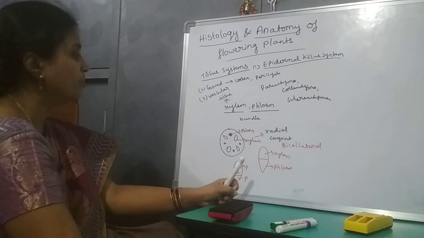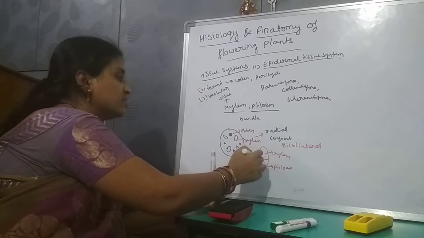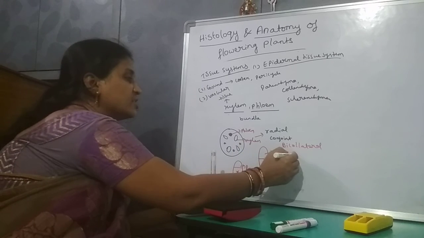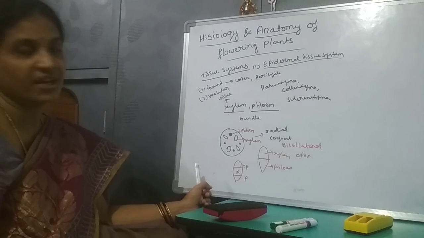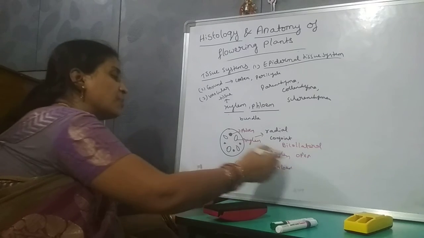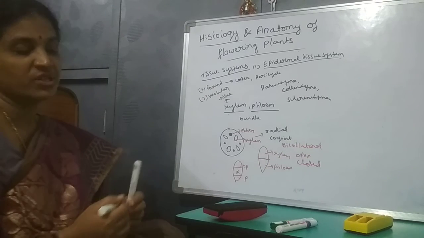And sometimes in conjoined, the cambium may be present. If the cambium is present in between, such type of vascular bundles are called as open. That is a characteristic feature of secondary growth. If the cambium is absent, they are called as closed, when secondary growth is not present.